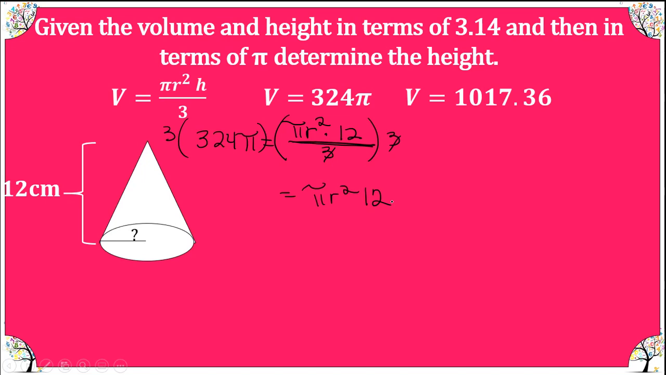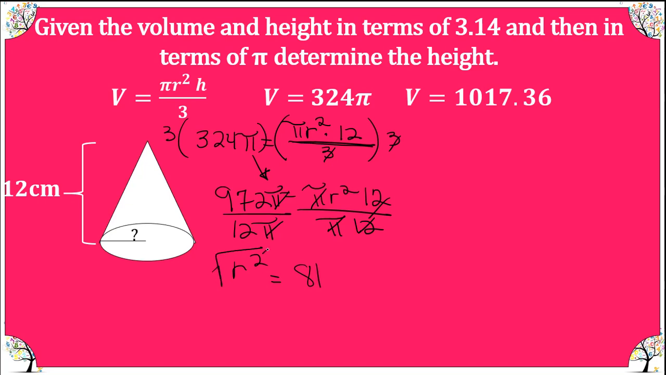And 3 times 324 gives us 972. Oh, and pi, don't forget the pi. And then we're going to divide by pi 12 or 12 pi, however you want to write that. It is commutative. So we have r squared is equal to 81. We're going to take the square root of both sides to undo the squaring. And our radius for this cone is 9.